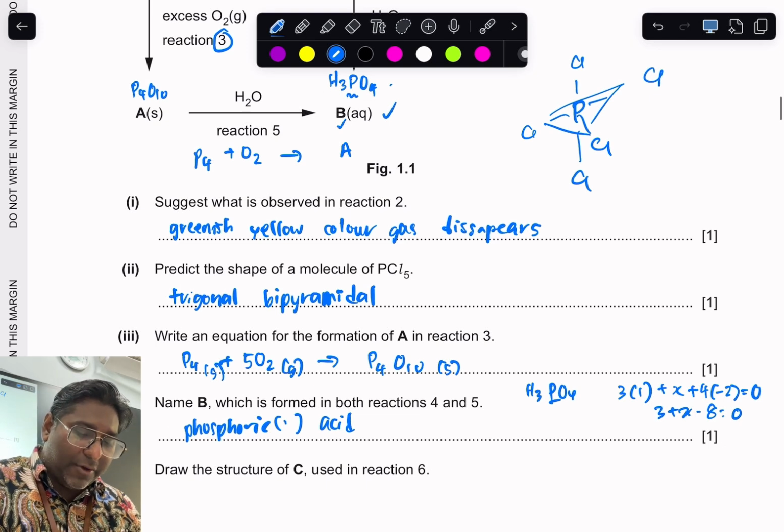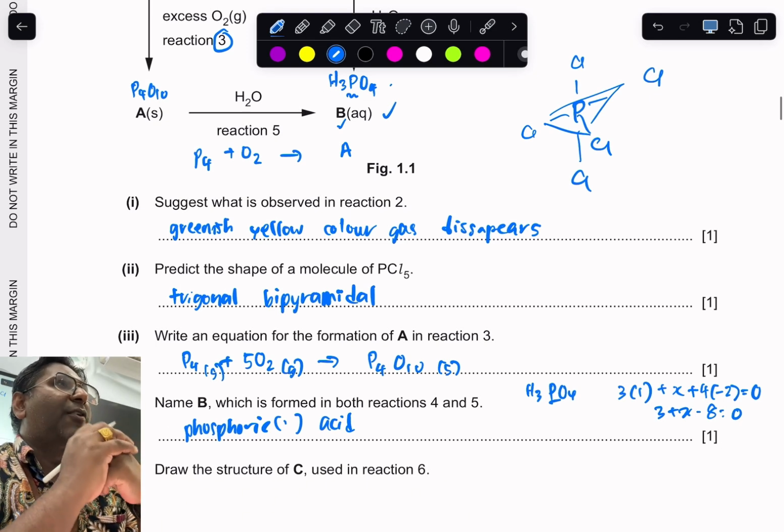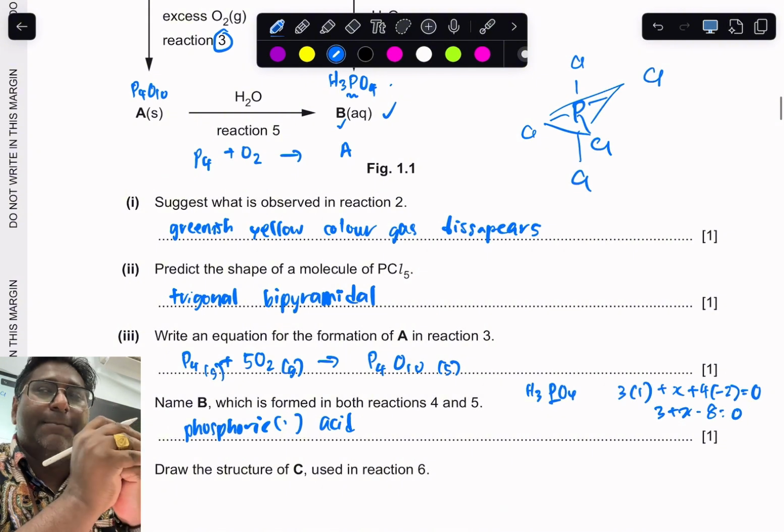So please write down V. The oxidation number for phosphorus is plus 5. So phosphorus V acid.